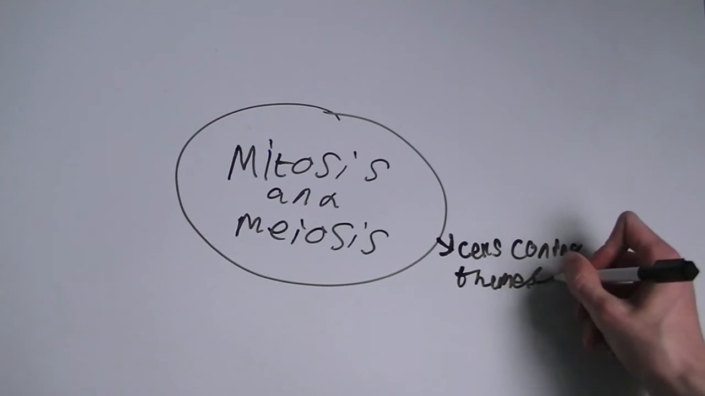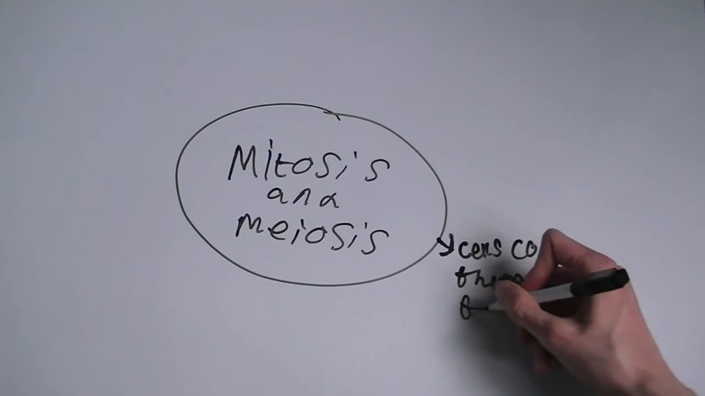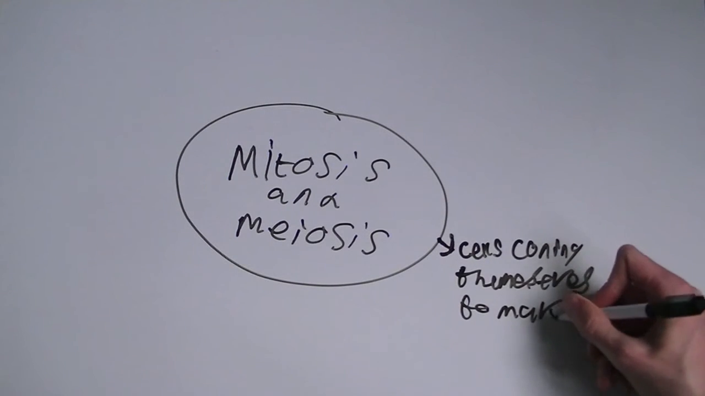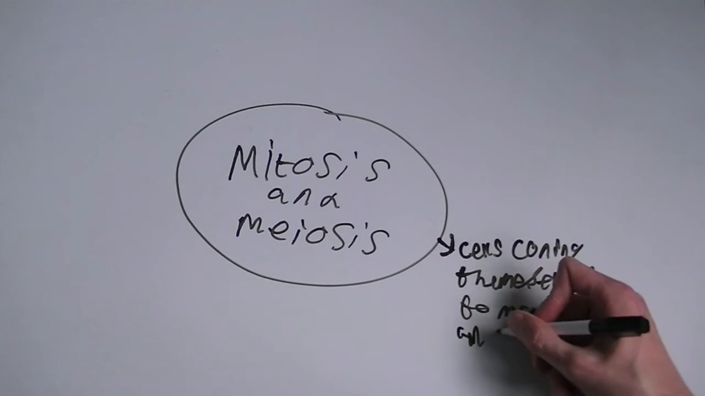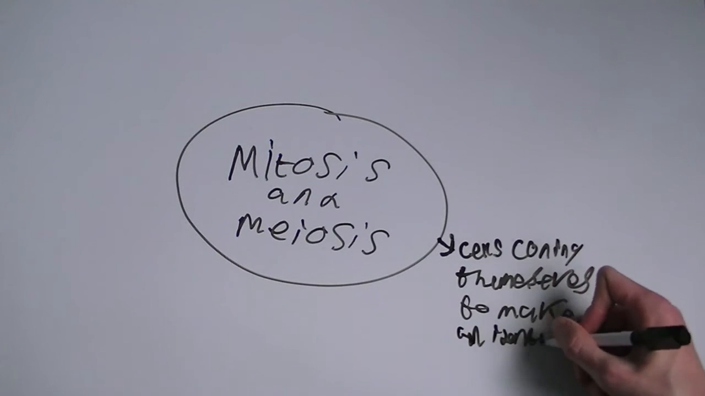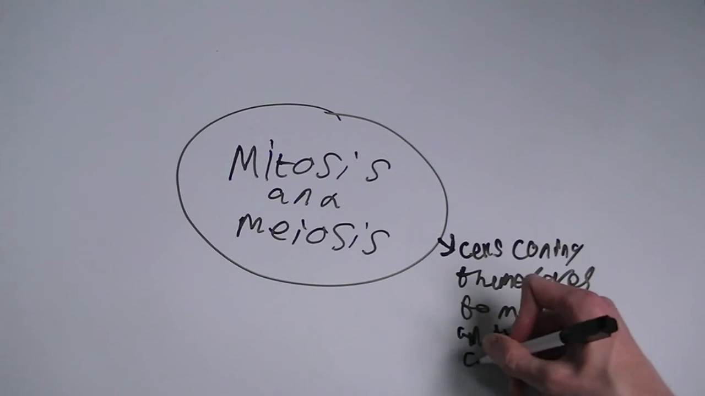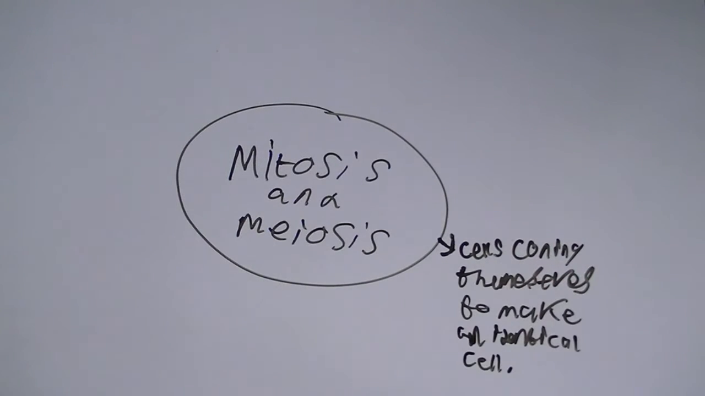themselves to make an identical cell. So effectively, it's copying itself to make another cell. Again, I apologise for the handwriting also. But as I say, I'll read you what it says there. Cells cloning themselves to make an identical cell.